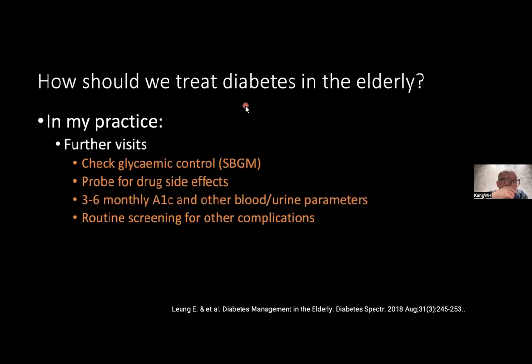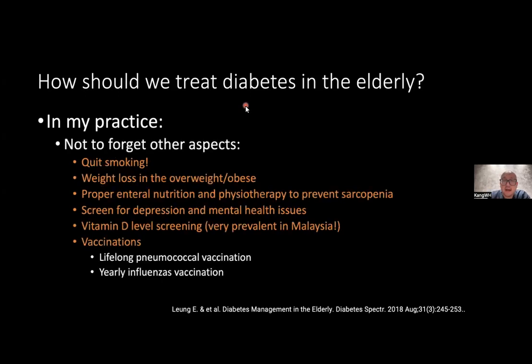So after that, during the further visits, I will check their glycemic control, usually by self blood glucose monitoring. But if the visit is more than 3 to 6 months, maybe A1C will be good with the other blood and urine parameters. Always ask them for drug side effects, and also routine screening for the other complications, which can be 3 to 6 monthly or yearly. And one last part is, don't forget the other aspects.